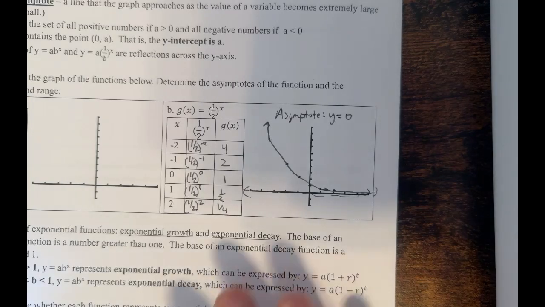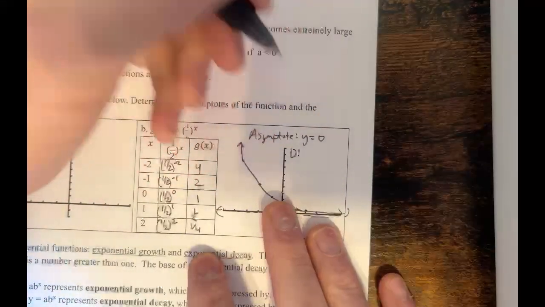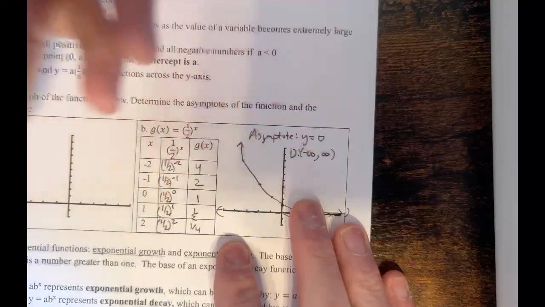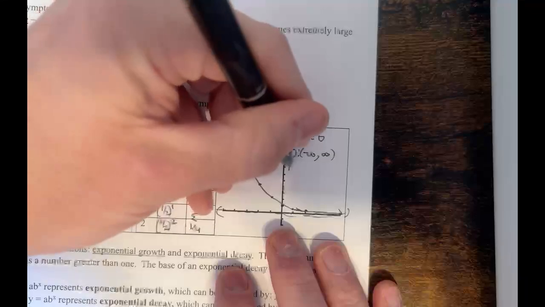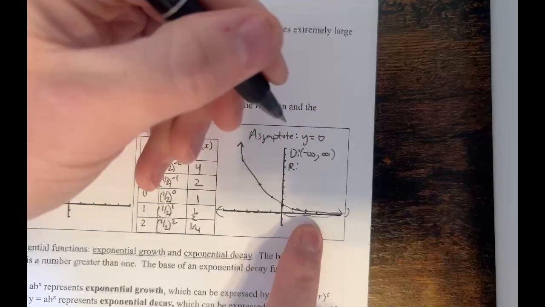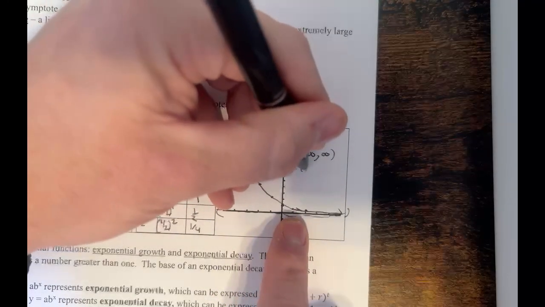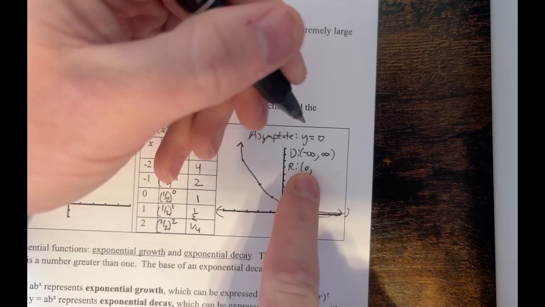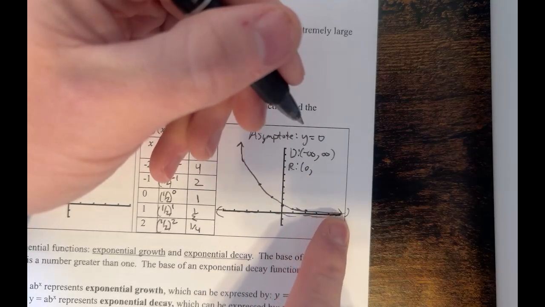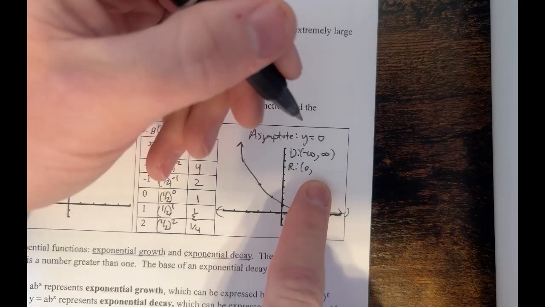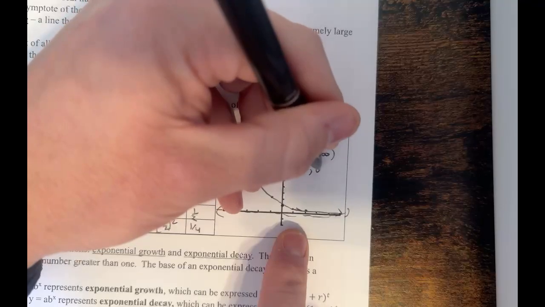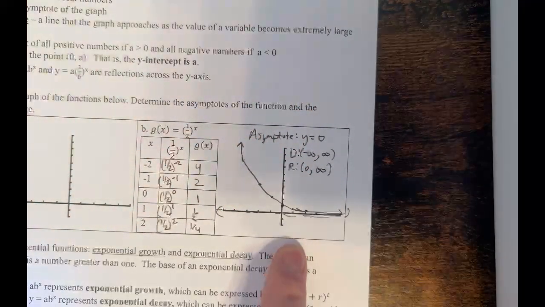Now, the domain: how far left does it go? It goes forever left. How far right will it go? It'll go forever right. Range: how far down? It approaches 0 but never touches it. So we're going to say 0, not including 0, but it goes all the way down, everything up until 0. So it goes down forever and ever. So 0 is like a boundary, but it never touches it, which is why we have a parenthesis. How far up does it go? It goes up to infinity. So there's your domain and range.